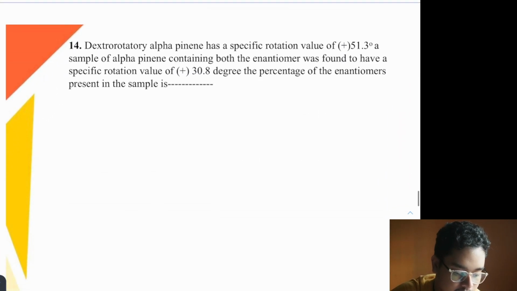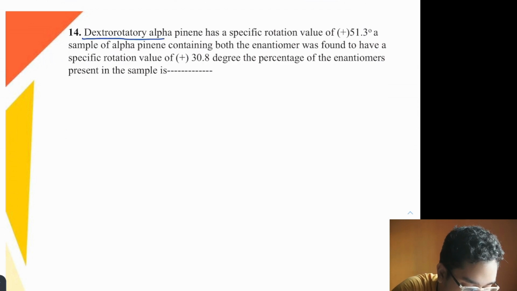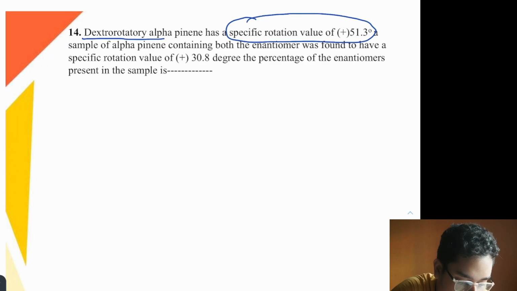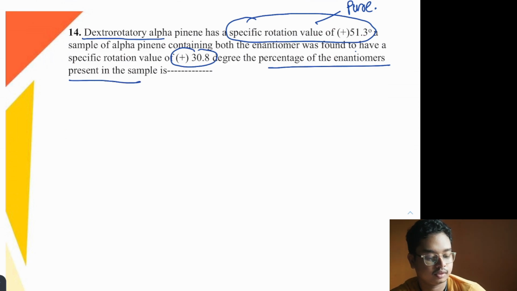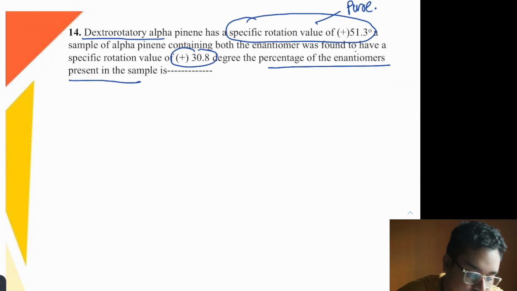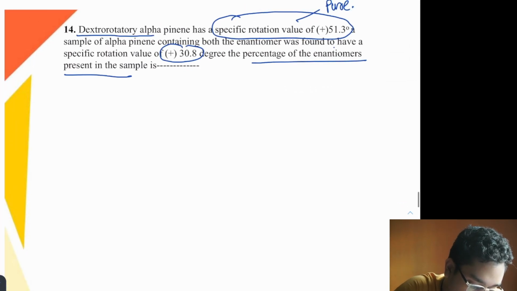Now we look at the second question. It is written that dextrorotatory alpha pinene has a specific rotation value. So this will be our pure value. A sample of alpha pinene containing both enantiomers was found to have a specific rotation value of this. So we have to determine the percent of the enantiomers present in the sample for the plus, I think. So this will be a very easy question. Like when will the plus enantiomer be present.